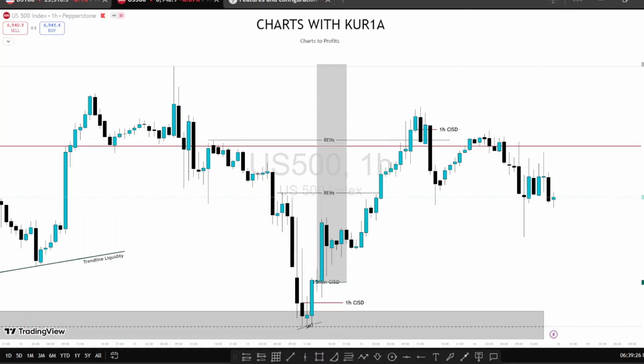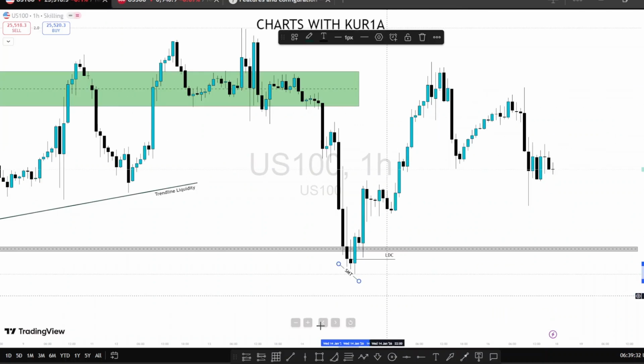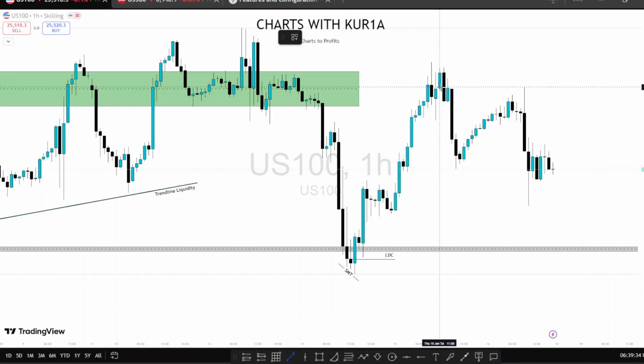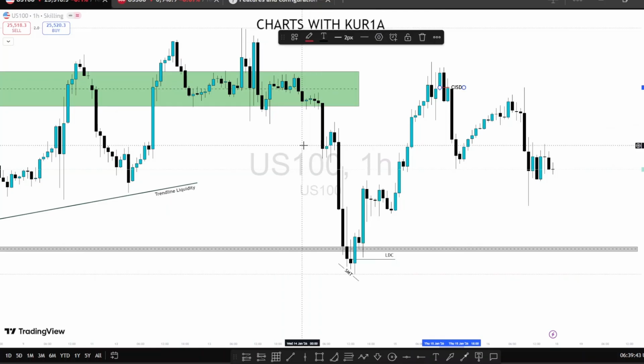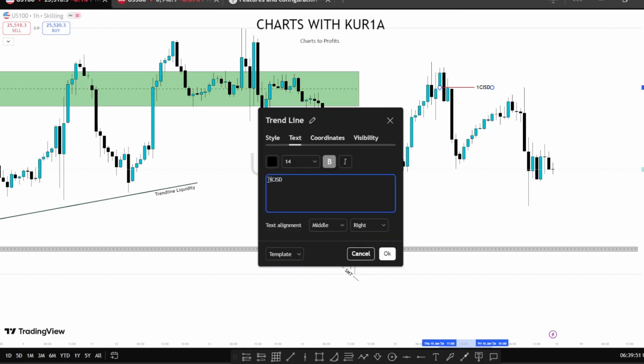As soon as that happened, we had that 1 hour change in state on both assets. Remember, I'm looking at both for reference and the delivery on this. That's just another trade. Let's just finish this first. So we had this 1 hour change in state of delivery. Let me just label it as such. This is the 1 hour change in state of delivery.